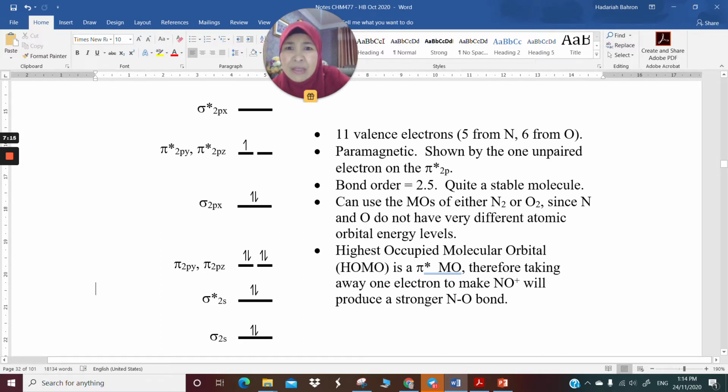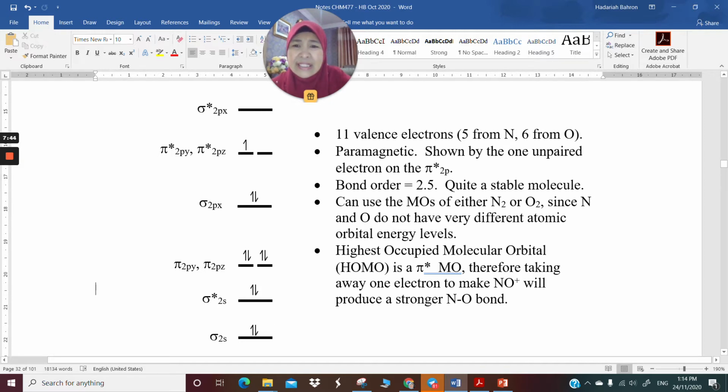You still have 3 more because you have 11, remember? So the next 2 will go into your next available molecular orbital, which is your sigma 2px. 1 and 2 there, and then one single electron, because there are 10 down here, there's one more that you have no choice but to put in the pi antibonding 2px, 2py and pi antibonding 2pz in this manner.